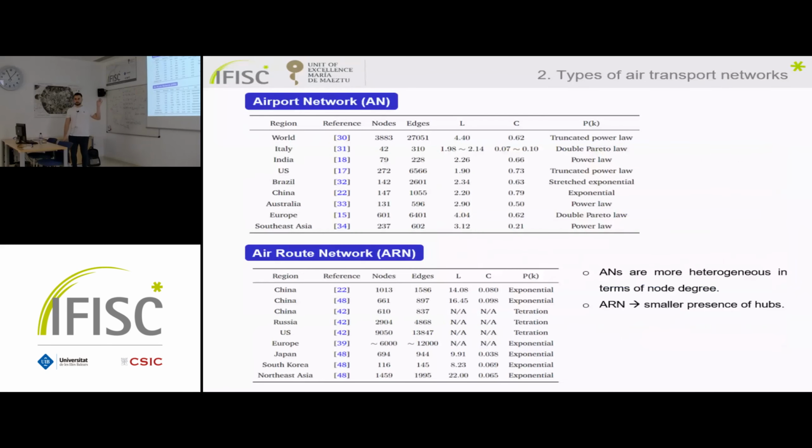Here we have a brief summary of only a few articles studying the topology of airport networks, where we highlight that most of these networks present long-tail degree distributions with the presence of airport hubs. However, in the second representation, the one we are considering here, this long-tail characteristic is lost, and the most common degree distribution found is an exponential-like one.